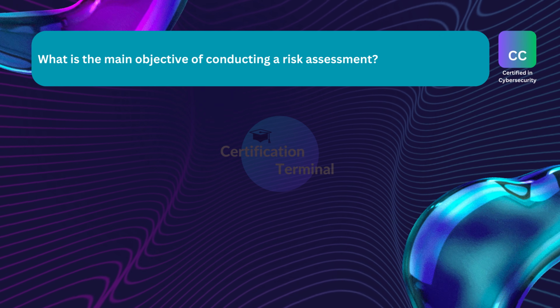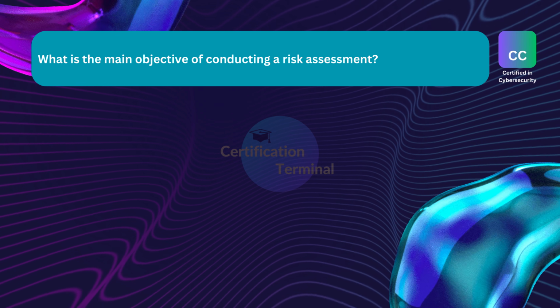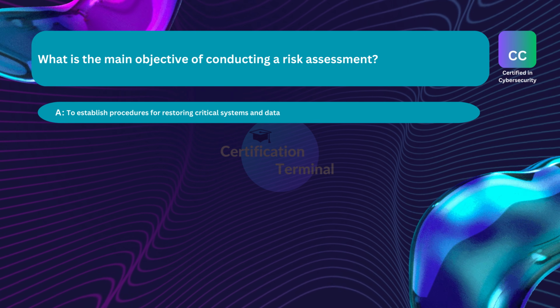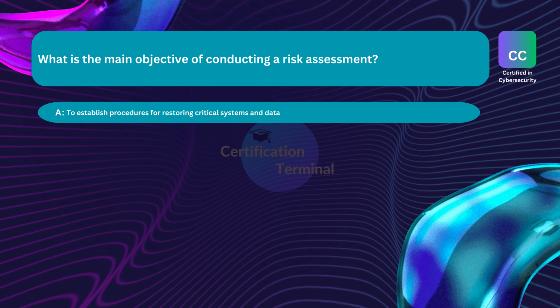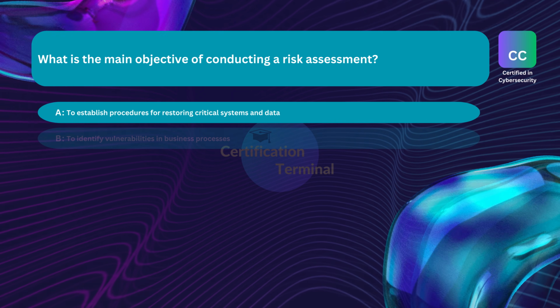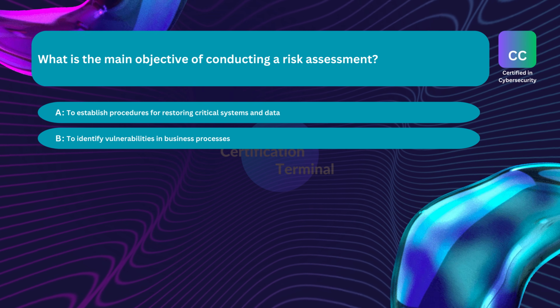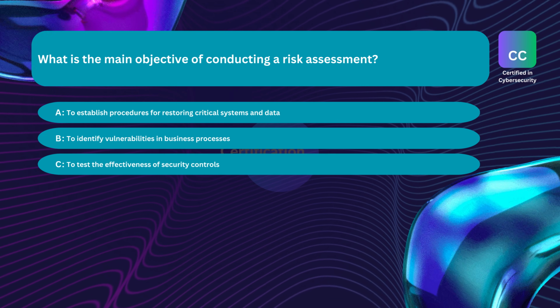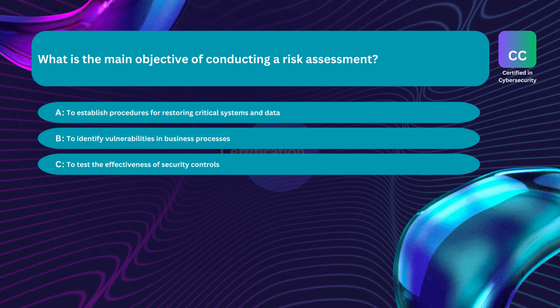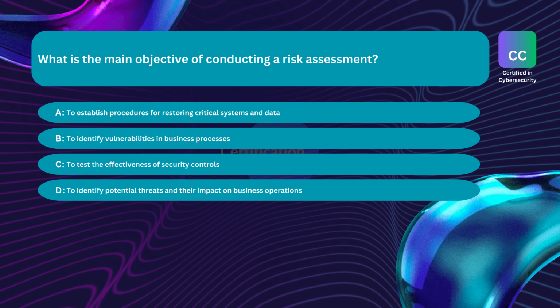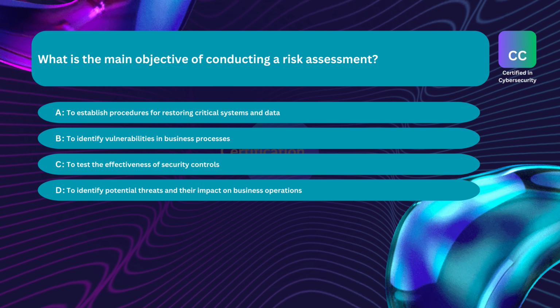Question number 11. What is the main objective of conducting a risk assessment? Option A, to establish procedures for restoring critical systems and data. Option B, to identify vulnerabilities in business processes. Option C, to test the effectiveness of security controls. Option D, to identify potential threats and their impact on business operations.